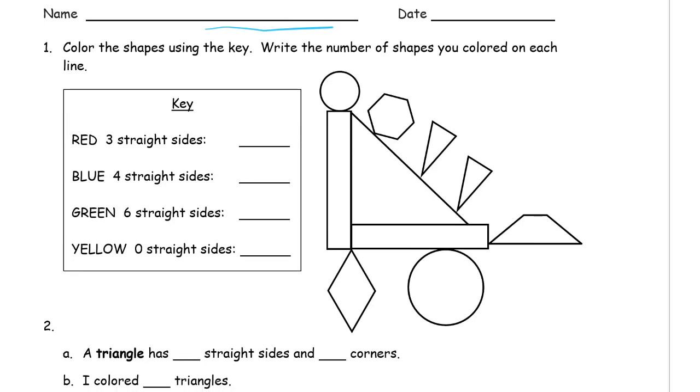So looking at this figure here, if it's got three straight sides, I'm going to color it red. I'm going to look for a red marker here. So let's see, three straight sides. And notice we're not even worried about what the names of the shapes are. We're just counting sides, three straight sides. Oh, and there's one right here too. There's a big one.